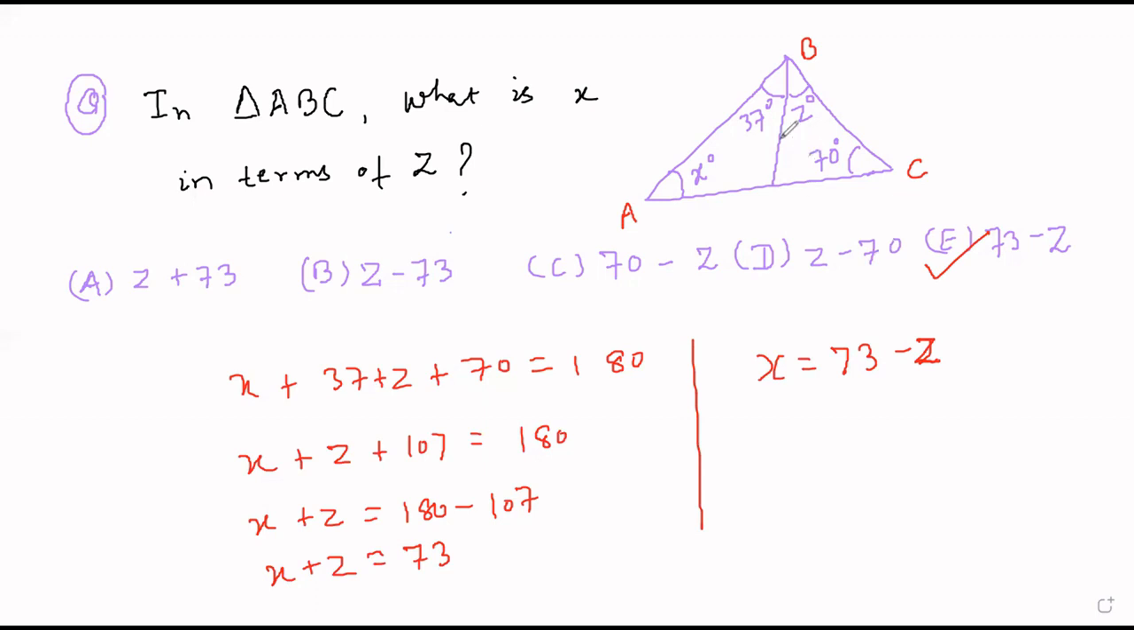So it is a very simple question on triangles. Based on the property of triangles, the sum of the interior angles of a triangle is 180 degrees, namely the sum of angles A, B, and C is 180 degrees. We put the value of angle A as x, angle B as 37 plus z, and angle C as 70, equal to 180 degrees, and we simplify it, and easily we can get the value of x in terms of z.